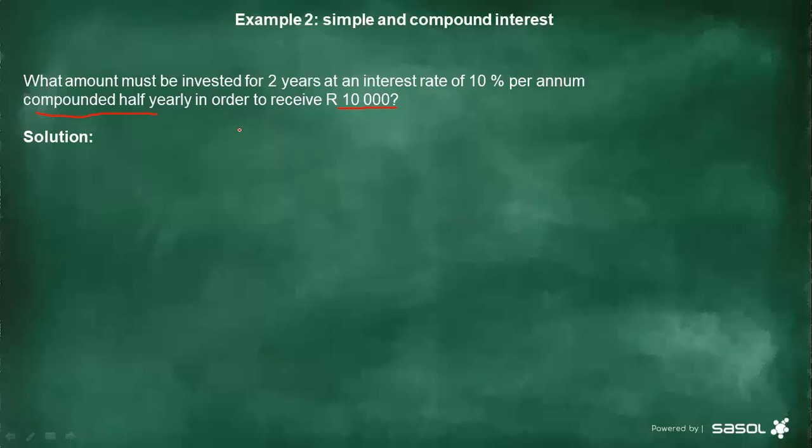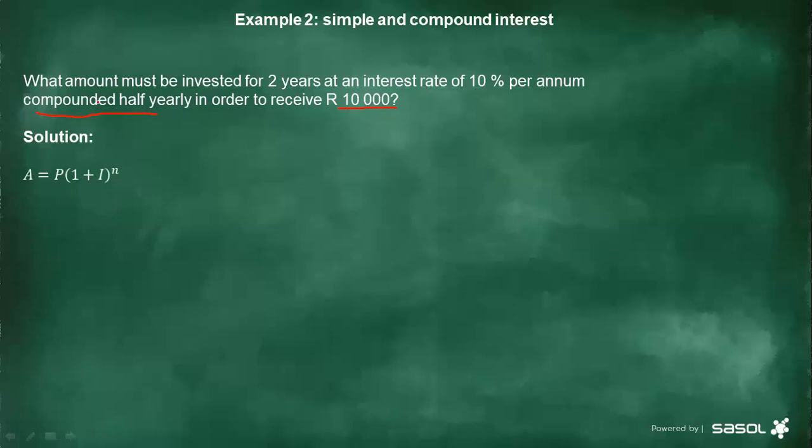Meaning, what amount must be invested now, for 2 years, for us to receive 10,000 at a later stage, which is going to be the future amount. Then obviously this 10,000 is the value of A.